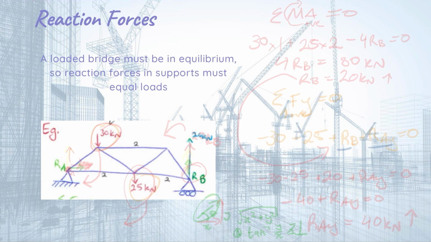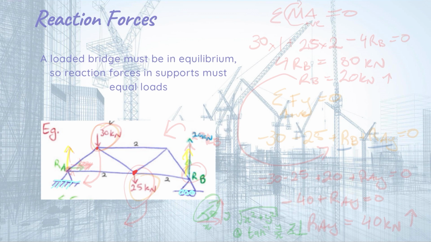Reaction forces. So in a truss that is loaded, such as this one here, we have 30 kilonewtons acting at this point and 25 kilonewtons acting at this point. Since the truss is not moving and must be in equilibrium, we must have reaction forces acting at A and B. We will name these reaction A and reaction B. Now note here that reaction B is a roller support and reaction A has a fixed support. So how do we go about calculating these supports?